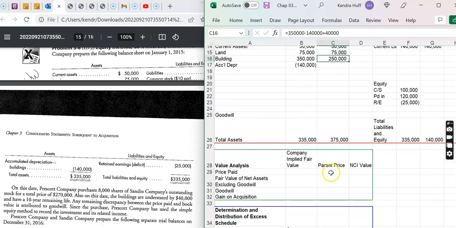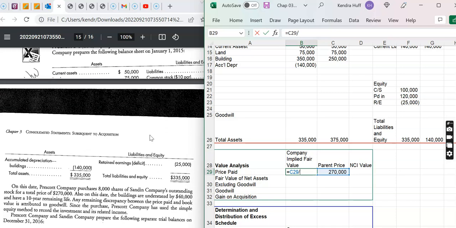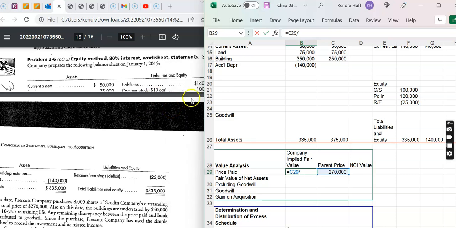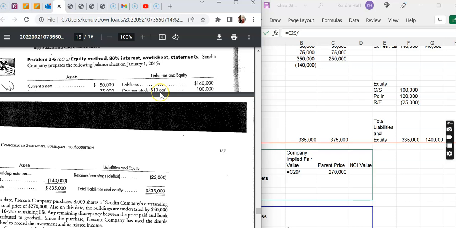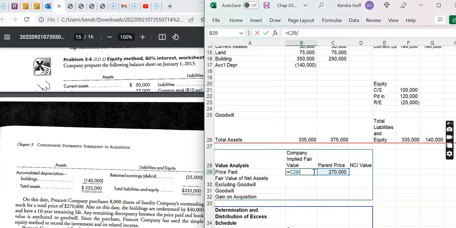Okay, so I paid 270 for 80%. It doesn't tell us anything about the NCI other than that, so I'm just going to divide this by the 0.8. Did it say we bought 0.8? Did I make that up? It's set up there. But I could figure it out that it was 80% because common stock is $100,000 and it's $10 par. So they have 10,000 shares outstanding, and I bought 8,000 of them. So I bought 80%.